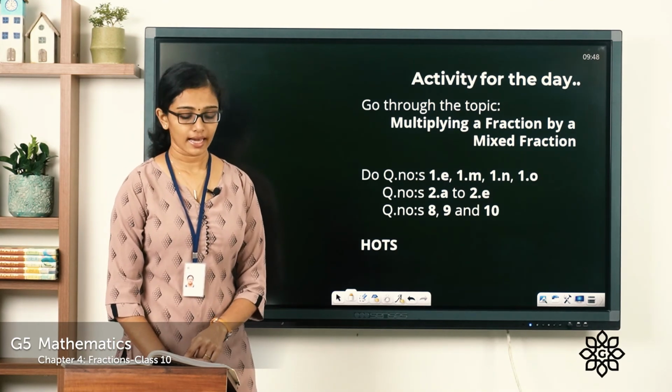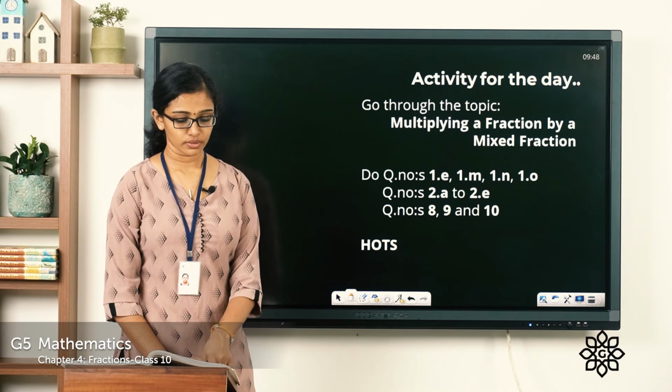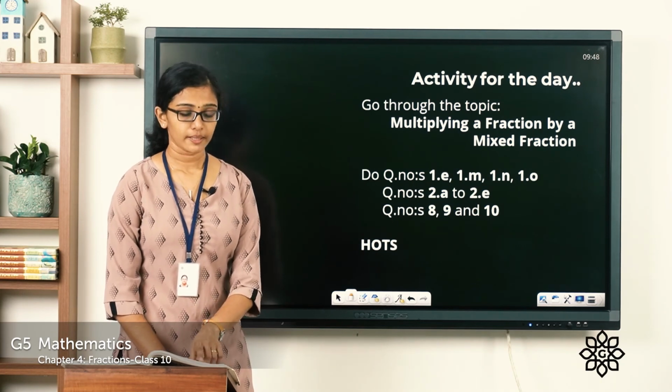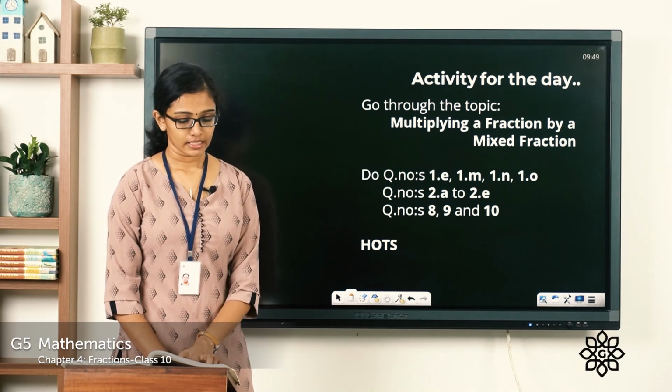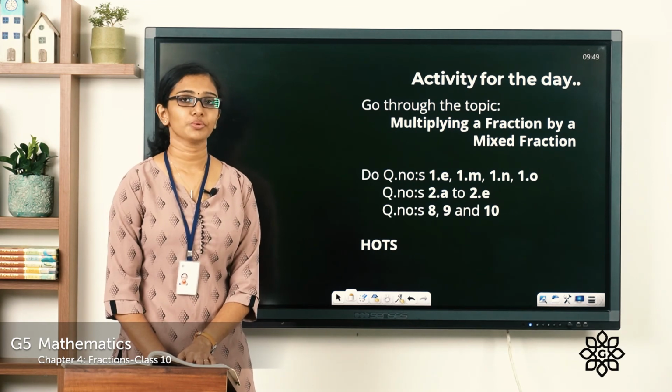Once you are finished with that, you have to move on to the heading called HOTS. It's right below that exercise. And please go through that question as well and do accordingly.